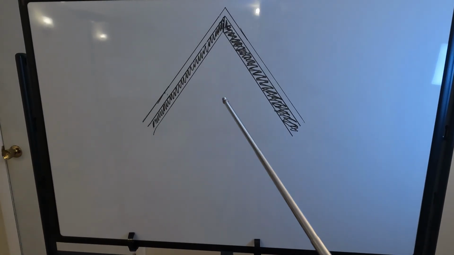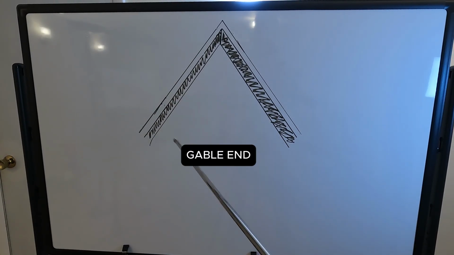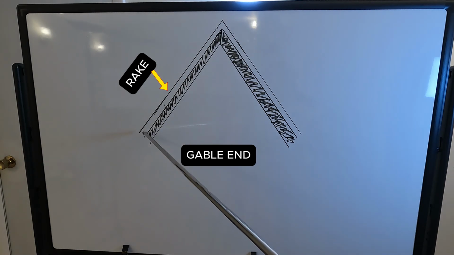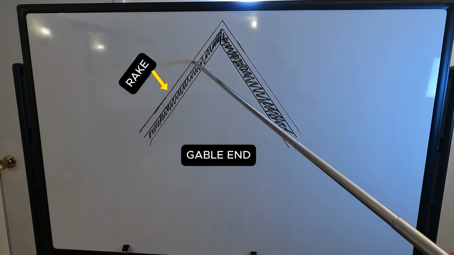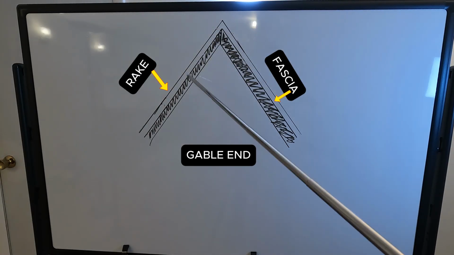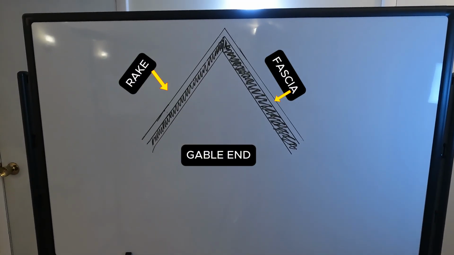Okay, so you can see I kind of just blew this peak up. This would be our gabled end. And like I said, this would be our rake, the edge right here. The middle right here would be what's called our fascia, right through there. And then it was kind of hard to draw. I'm not really an artist, so don't knock me too bad in the comments.